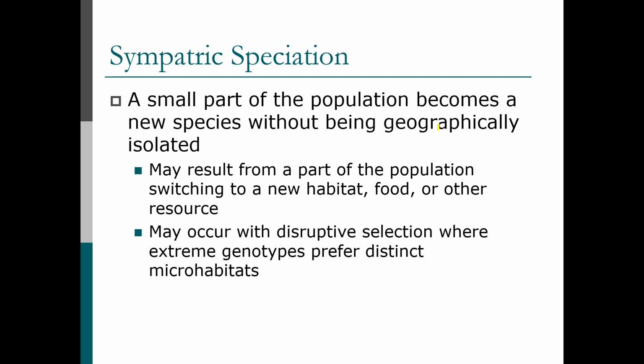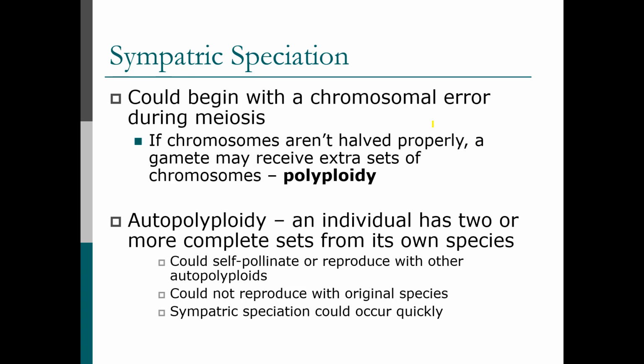So allopatric is you have a geographic isolation. Sympatric is anything other than that. And so sympatric speciation can actually happen pretty quickly. It doesn't necessarily take generations. A lot of times this is just simply due to a chromosomal error. Now this is not something we really see going on with animals, because in most animals this is lethal. But there is something that exists, especially in plant populations, known as polyploidy.